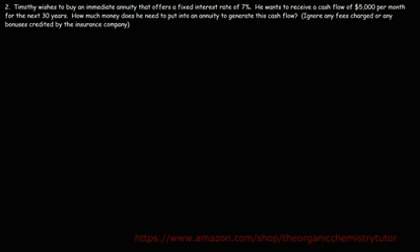Now let's work on another example problem. Timothy wishes to buy an immediate annuity that offers a fixed interest rate of 7%. He wants to receive a cash flow of $5,000 per month for the next 30 years. How much money does he need to put into an annuity to generate this cash flow?